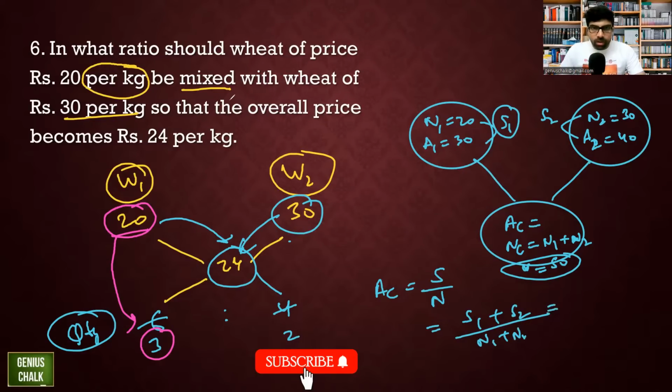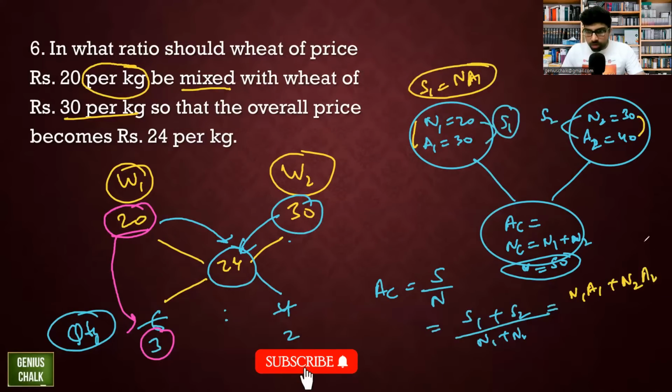So S1 will be how much? Sum is equal to average into number. So I write N1 A1. Then you just apply the method here. And second, N2 A2. This is the value of S2, number into average. And overall is N1 plus N2. So this is basically the combined average.